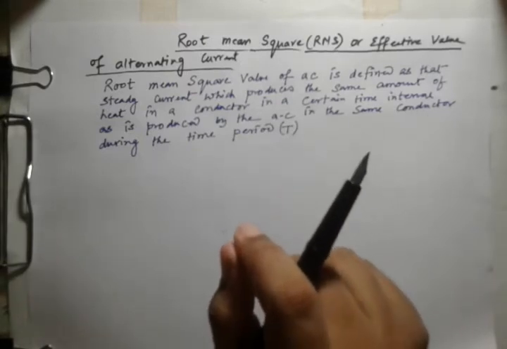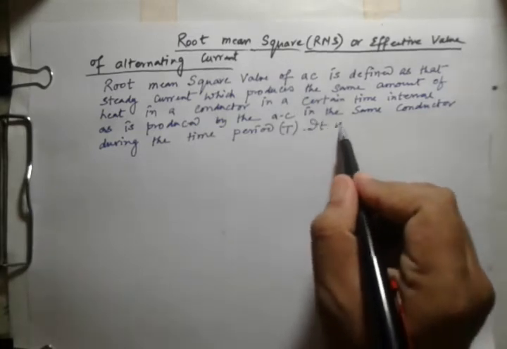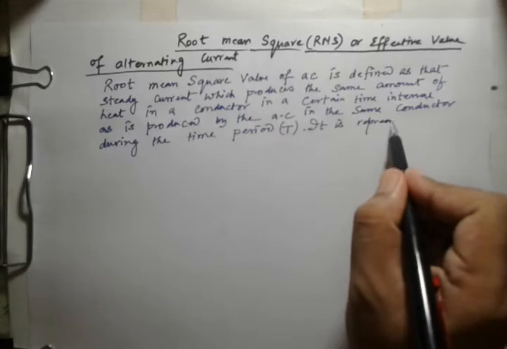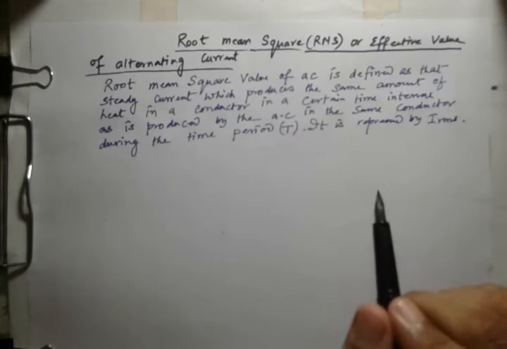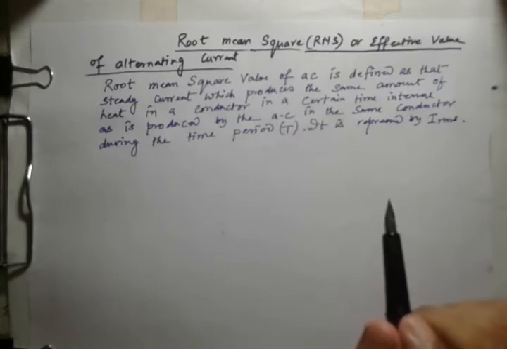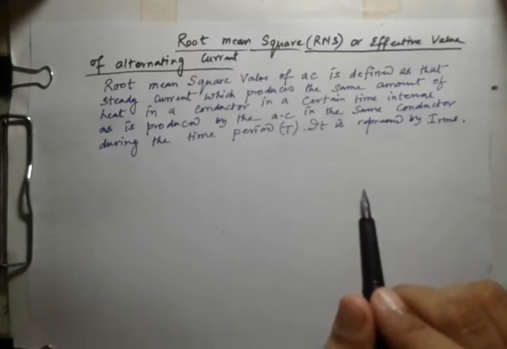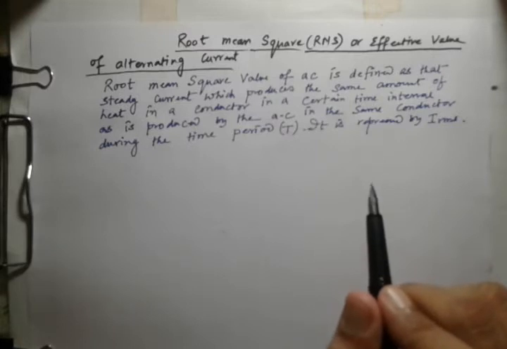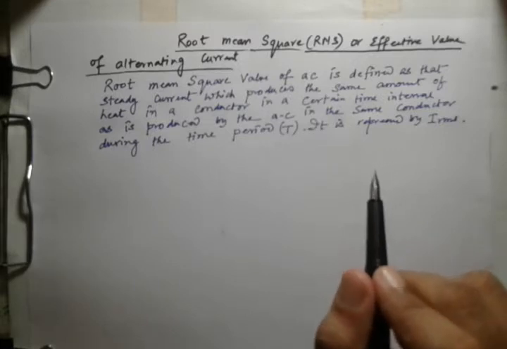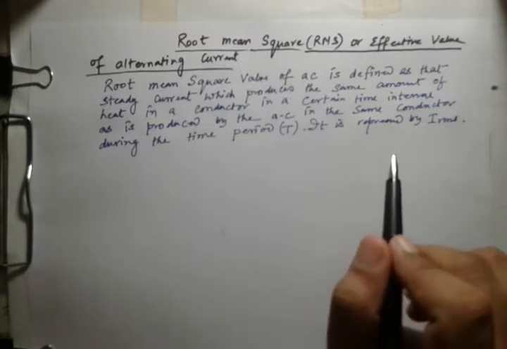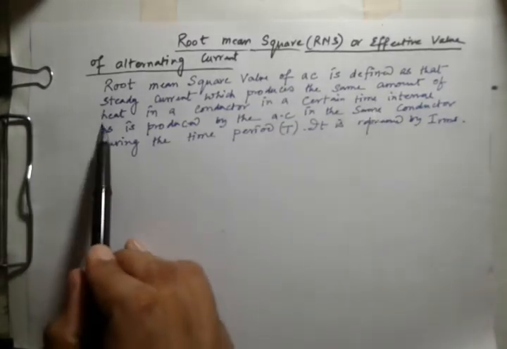Okay, so normally RMS value is represented by I RMS, or this is also called the effective value, or also it is called the virtual value of the alternating current. So now we will derive the relation between I RMS and the peak value of the alternating current. So remember this one, it is given that amount of heat is produced in the conductor.